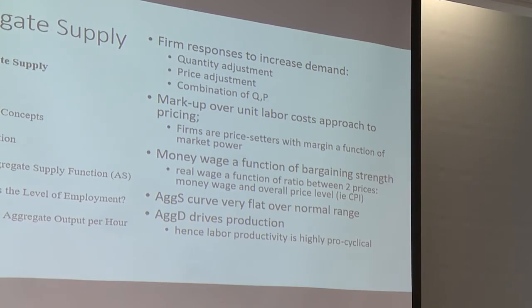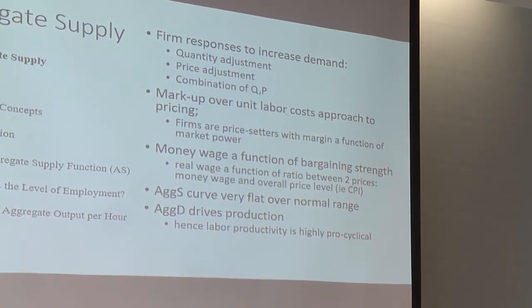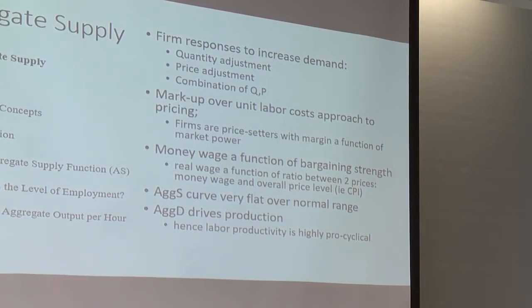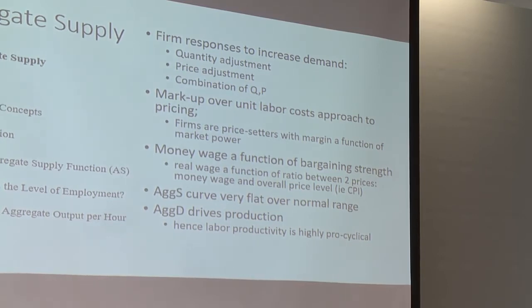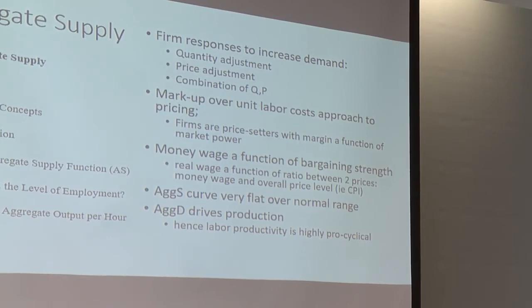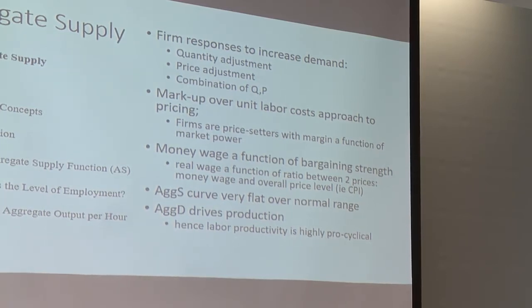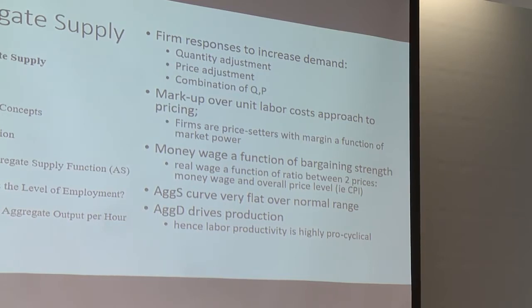The money wage is a function of bargaining strength. The real wage is not something that workers can bargain over because it's a function of the ratio between two price levels. They can bargain over the money wage, but they don't have control over the price level, for example, the CPI. So it's something that workers cannot control. We conclude that the aggregate supply curve is very flat over the normal range, so that we return to the earlier conclusion, aggregate demand drives production in the normal ranges. There's a discussion of this empirical reality, which is a puzzle for the mainstream, that labor productivity is highly pro-cyclical, which doesn't make too much sense in the mainstream approach.